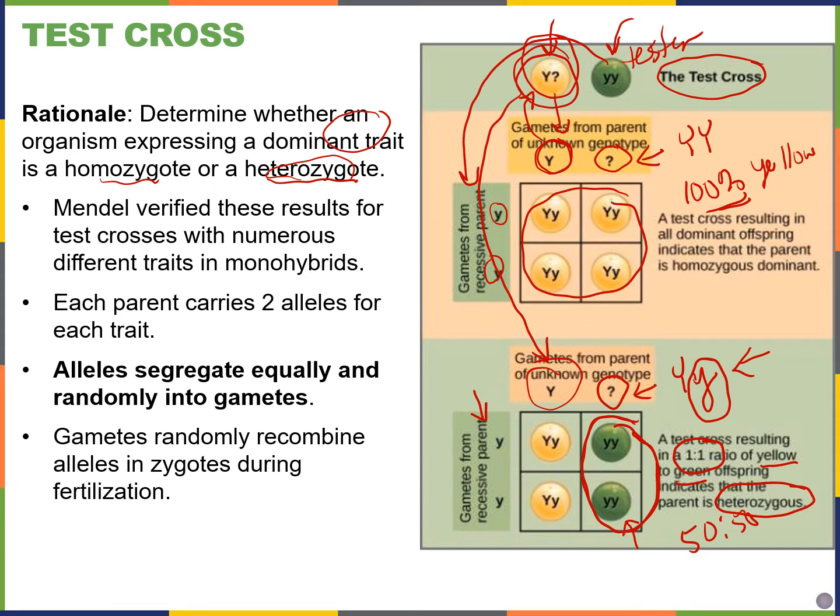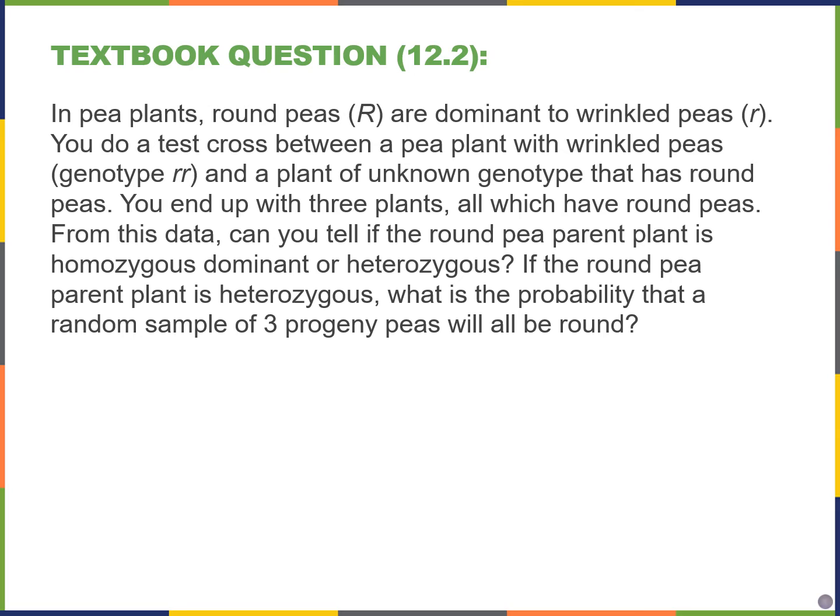for that characteristic. Our textbook has a great question from the reading, section 12.2, and the question is right under figure 12.5, the test cross we just saw on the previous slide. It says in pea plants, round peas are dominant to wrinkled, and we have a test cross between a pea plant with wrinkled peas, so that must be my tester, and some plant of unknown genotype that has round, so round question mark with my tester. I end up with 3, so my F1 generation only has 3 plants. All of them are round.